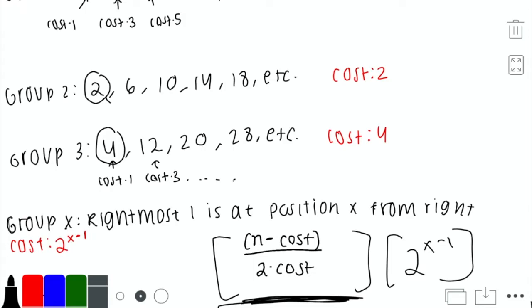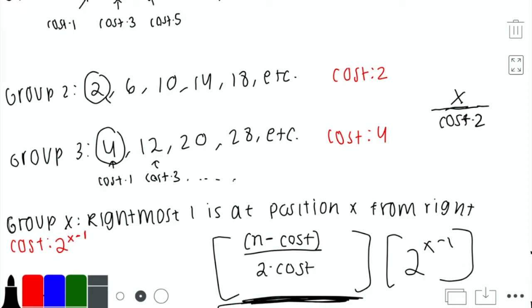The reason why is that remember, in each group, we're taking all of the odd multiples of the cost. So let's say we had x numbers. Then to find the number of multiples of the cost that exist from 1 to x, we would simply divide it by the cost. However, we don't want to find every single multiple. We only want to find the odd multiples, which is why we divide it by 2. Now this is a formula that calculates the number of odd multiples from 1 to x.